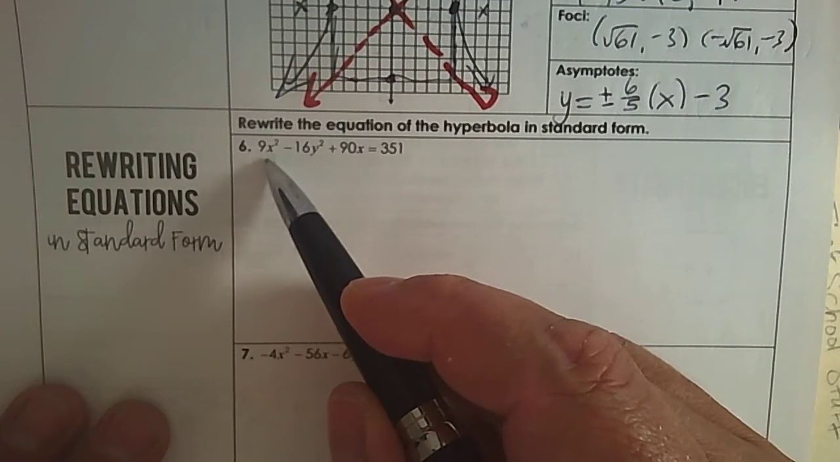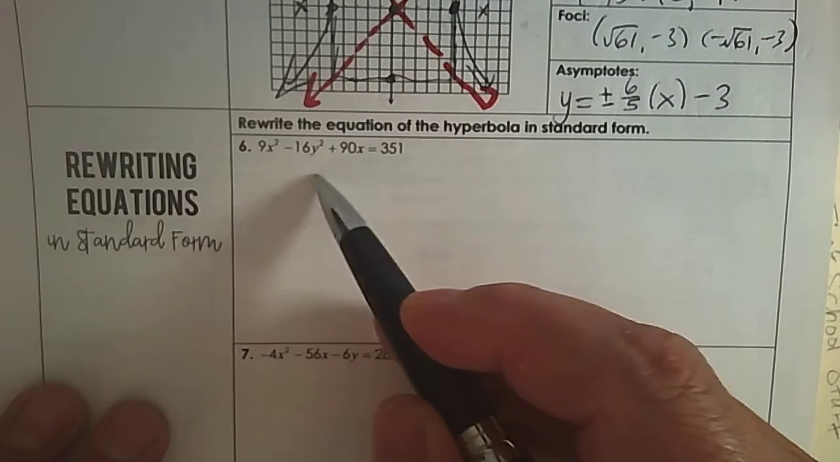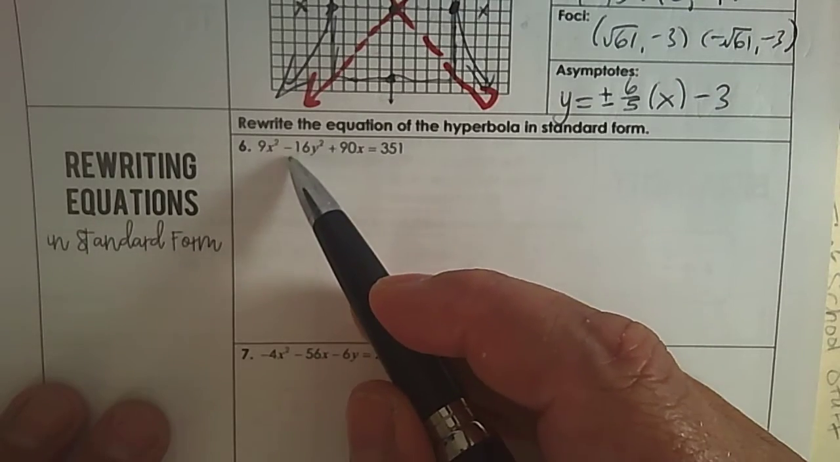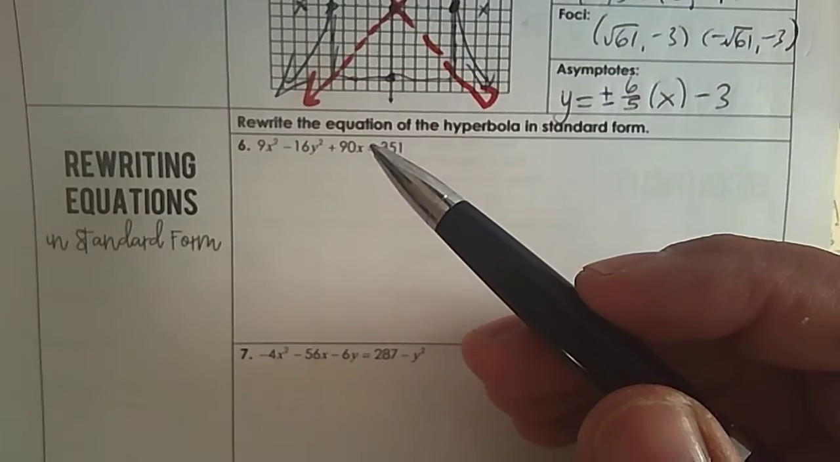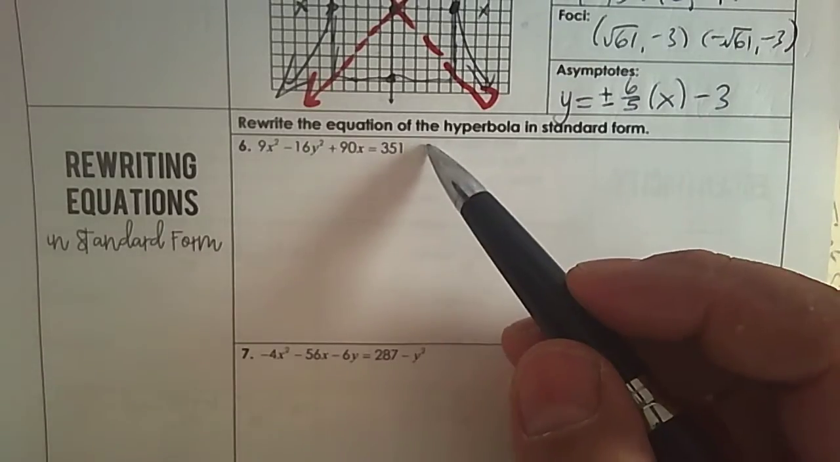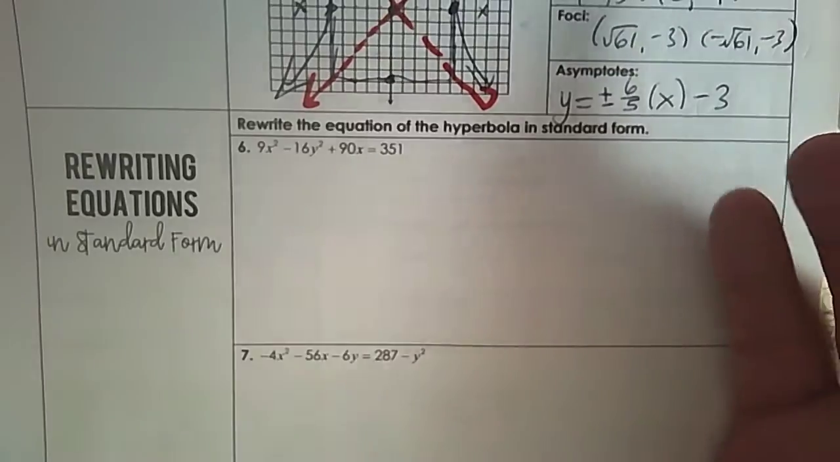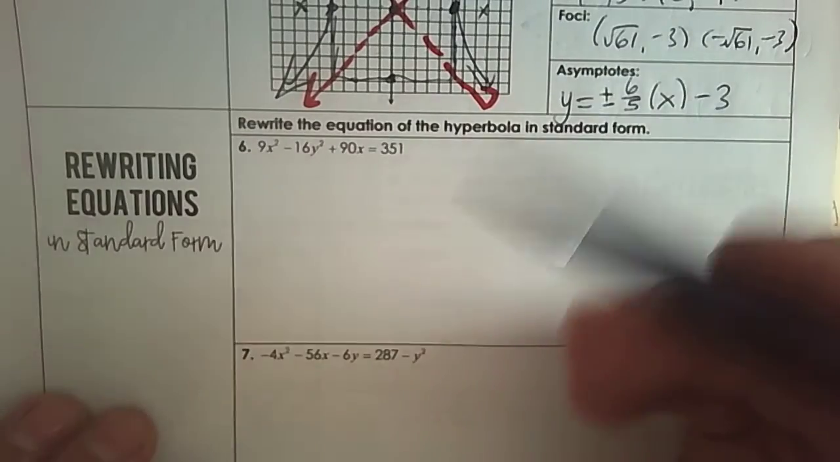Now, how do I know this is a hyperbola to begin with? One squared or quadratic term is positive and the other one is negative, and they're on the same side of the equation. If they're on opposite sides, then they would both be positive, because when you bring them together, one would be positive and one would be negative.